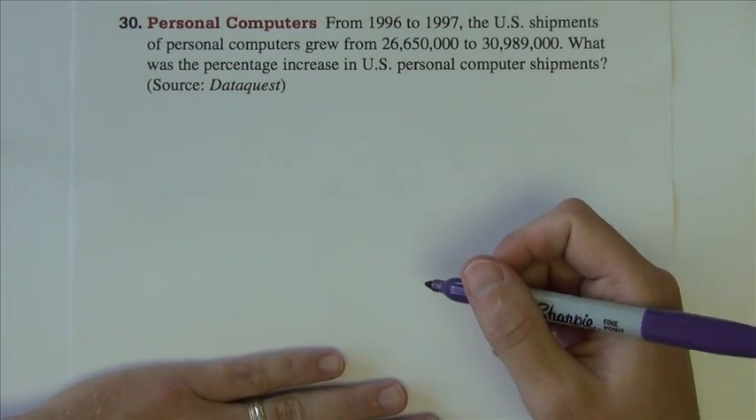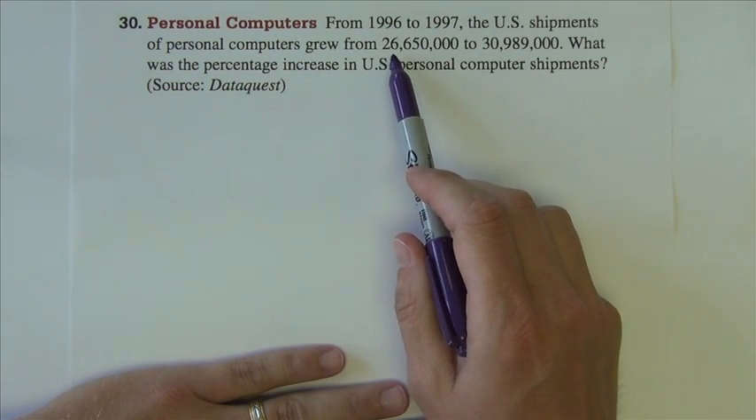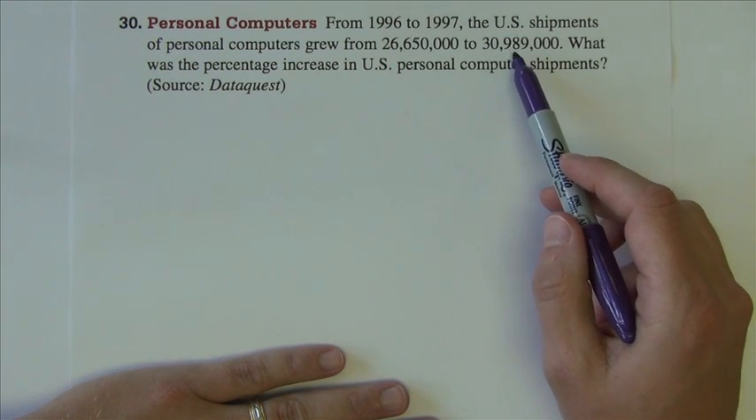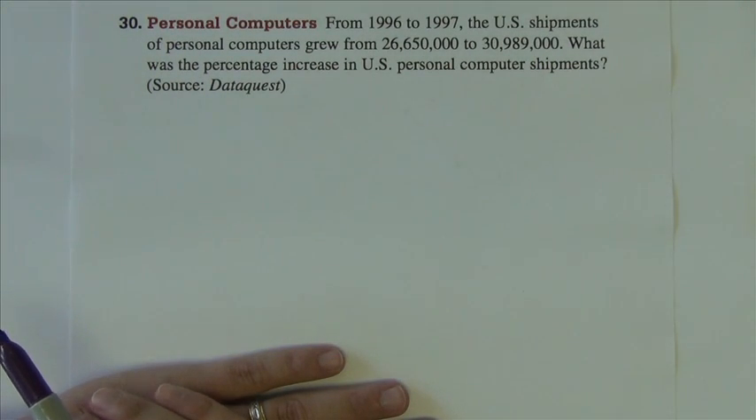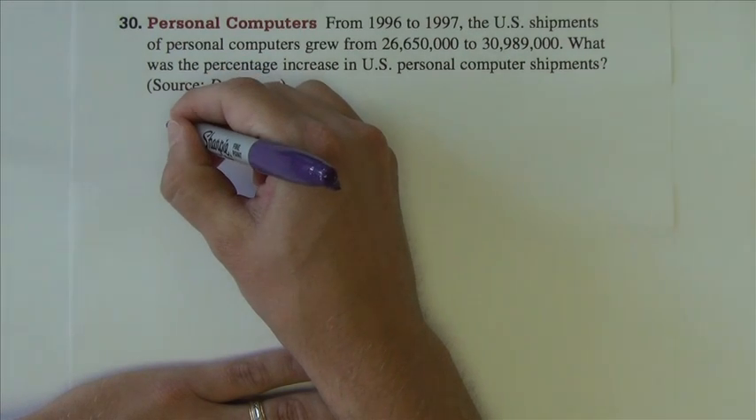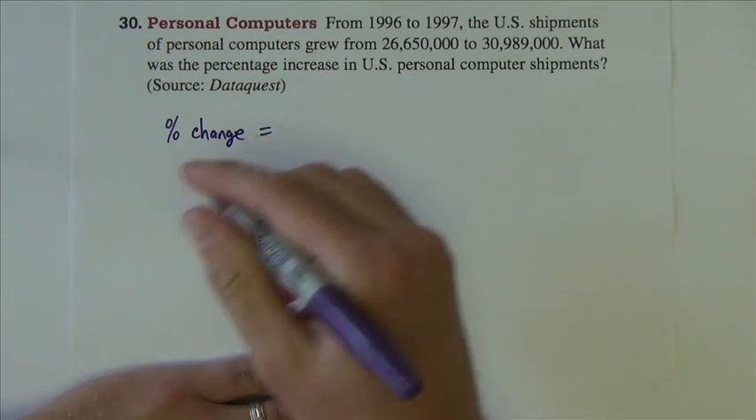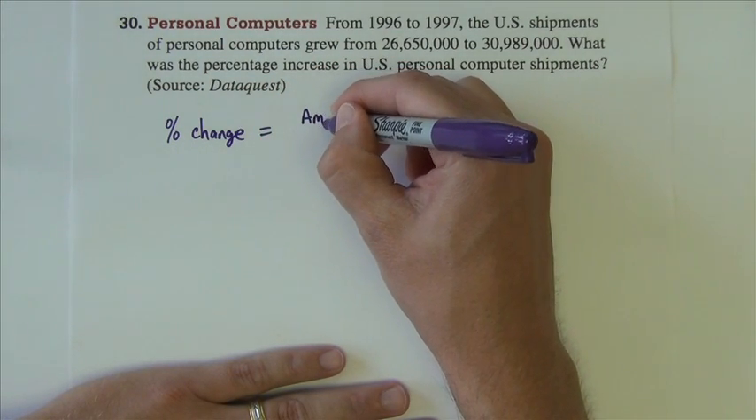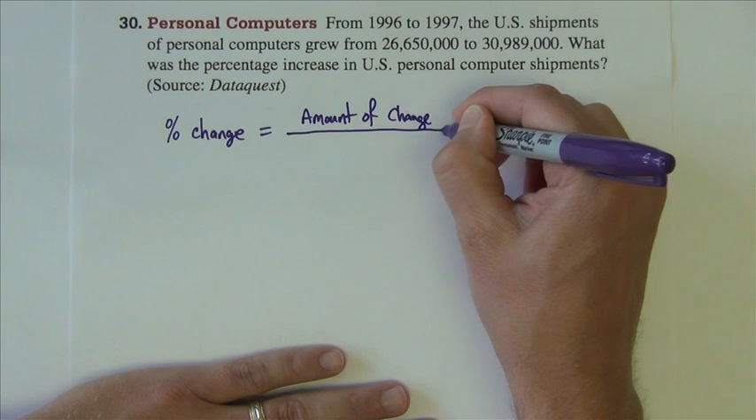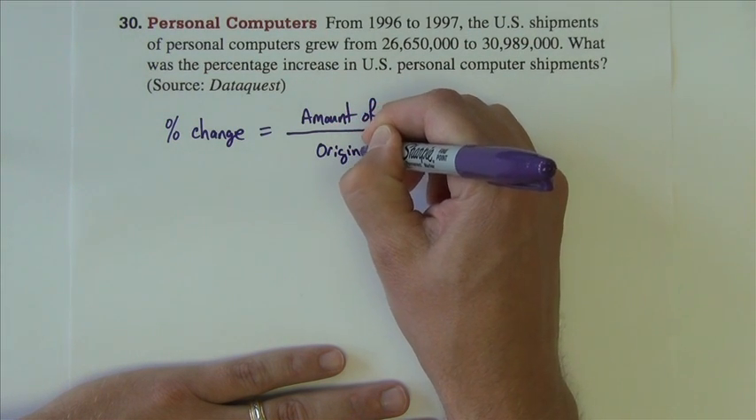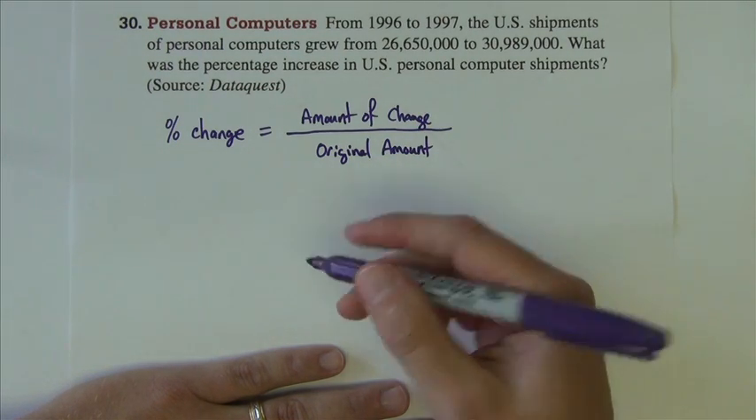This problem says that from 1996 to 1997, the U.S. shipments of personal computers grew from 26,650,000 to 30,989,000. What was the percentage increase in U.S. personal computer shipments? Well, the percent change is found by figuring the amount of change divided by the original amount. Okay, so let's do that.